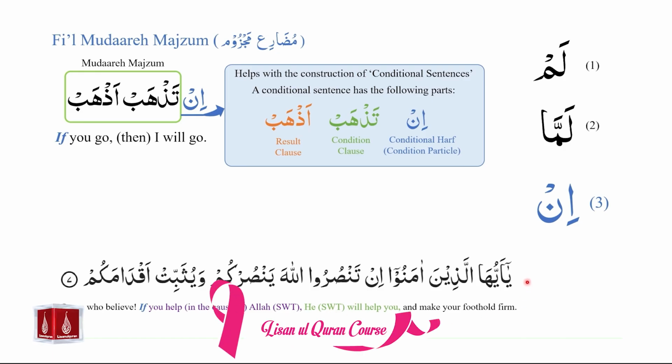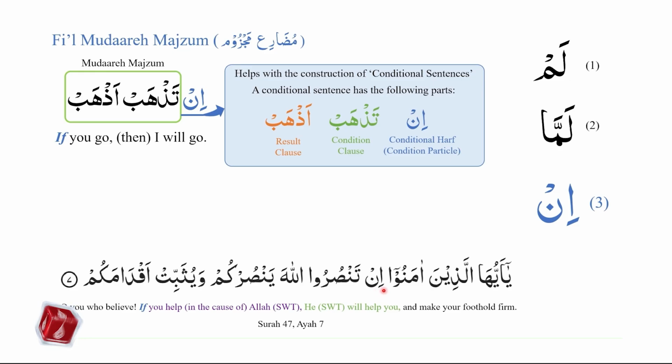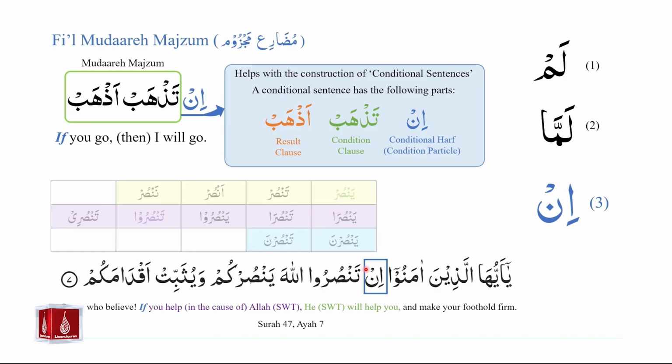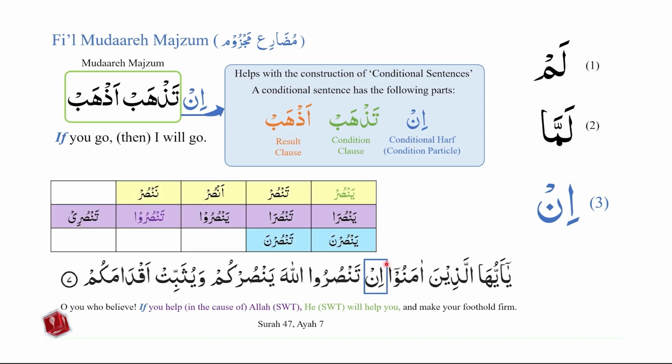If we look at the ayah, Ya ayyuhallazina amanu in tansurullaha yansurkum. So the first part that we see is the use of in. In is creating the meaning of if, and according to what we studied, in should be followed by fi'il mudare majzoom. So here we have our table, and we see that in is followed by tansuru. Here we see tansuru in our fi'il mudare table. In tansurullaha. If you help in the cause of Allah subhanahu wa ta'ala. And this is followed by yansurkum.